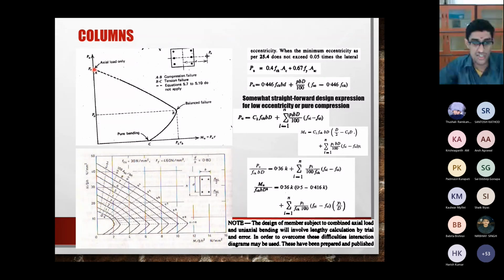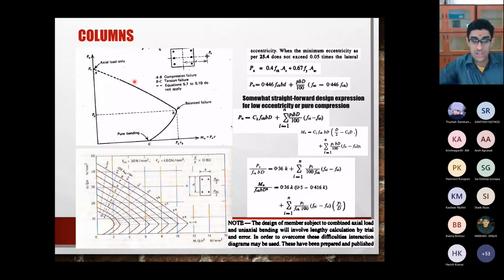The other end of the spectrum is a normal beam, no compression, nothing, only bending moment. That also you have studied in your unit number 1, where you have beams; you know how to find the design moment, the moment of resistance, of any given beam. So that is this one, where you have only pure bending. The other one, which I told you, for a column with only compression, is this one, axial load only.